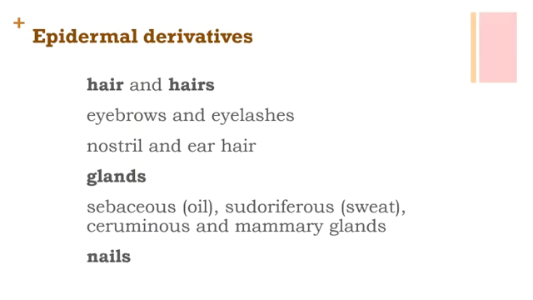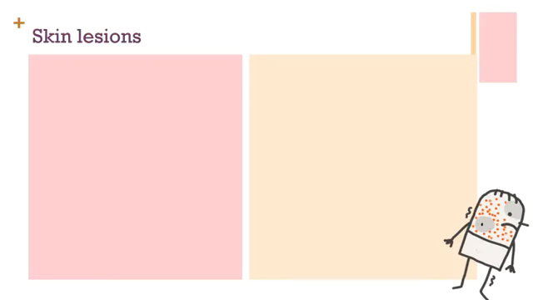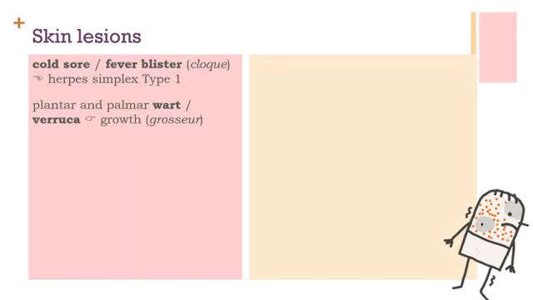Now let's review the most common skin lesions. A cold sore or fever blister is a painful blister usually on the lip caused by herpes simplex type 1. A plantar and palmar wart is usually a harmless growth caused by a virus. A cyst is an unusual growth containing liquid or semi-liquid substances. A corn is a hard, painful lump of skin usually on the foot.